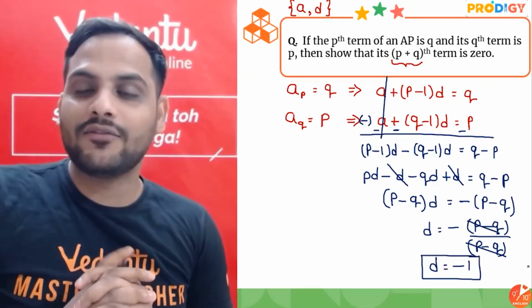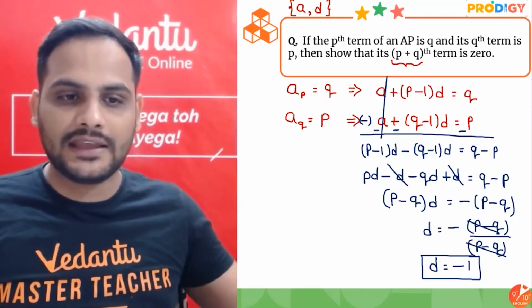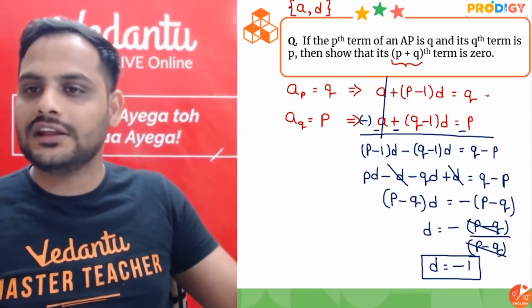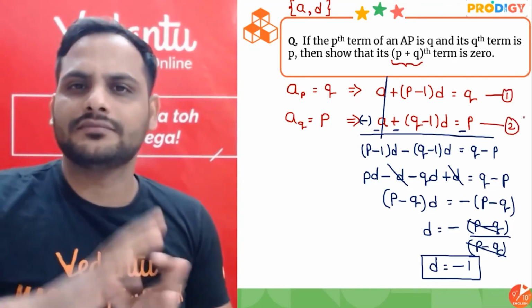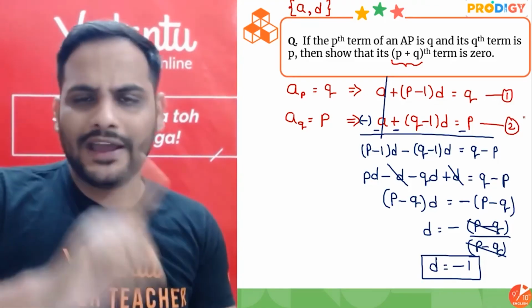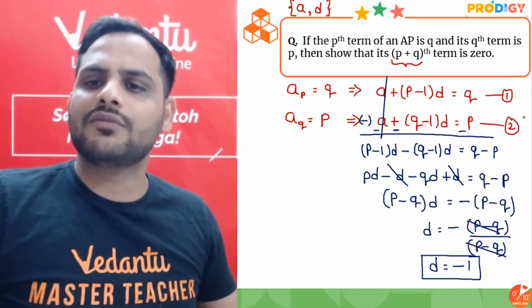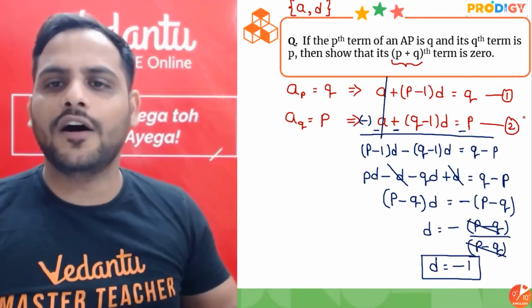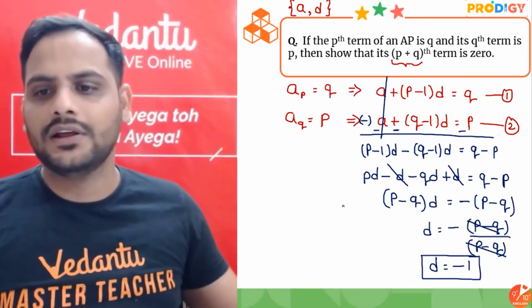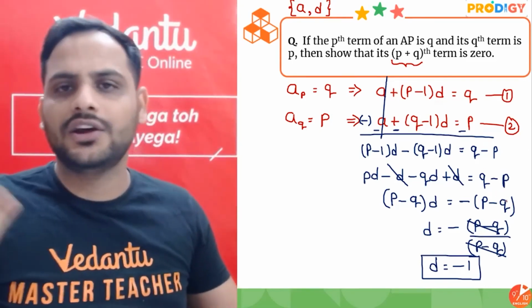Alright. So what have I got, guys? I have got the common difference as minus 1. Using the linear equation in two variables, I have used the elimination method. Everything we know. We know the elimination method, linear equations in two variables, and the general term formula. So we have got D equal to minus 1. Now how do I get the value of A? Simple. Put this value of D in either equation 1 or equation 2.